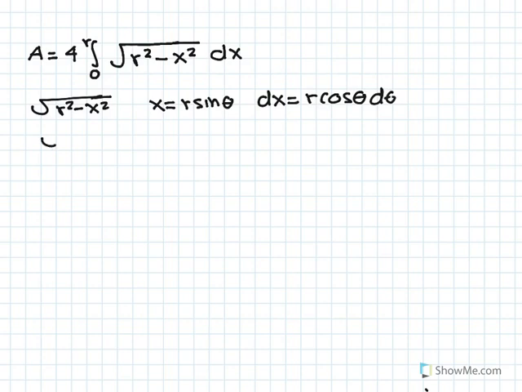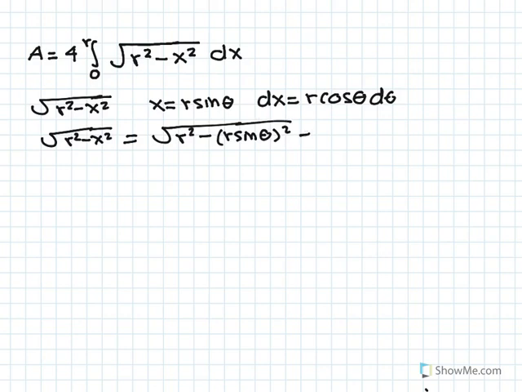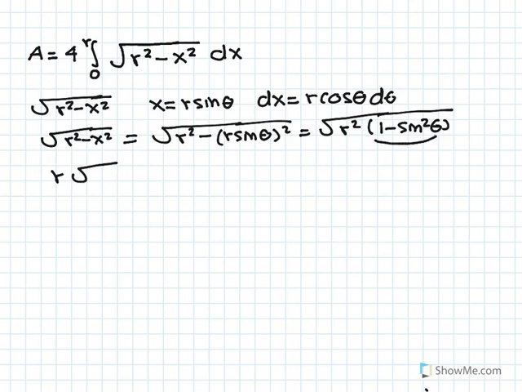So we have root of r squared minus x squared. This is equal to root of r squared minus r sine theta, all squared. Simplifying this, we're going to get root of r squared times 1 minus sine squared theta. Now root of r squared is r. We can pull it outside the radical and we get r root of 1 minus sine squared theta. This part is just cosine squared theta. That's a trig identity. Cos squared theta plus sine squared theta is 1. So we get r root of cos squared theta.